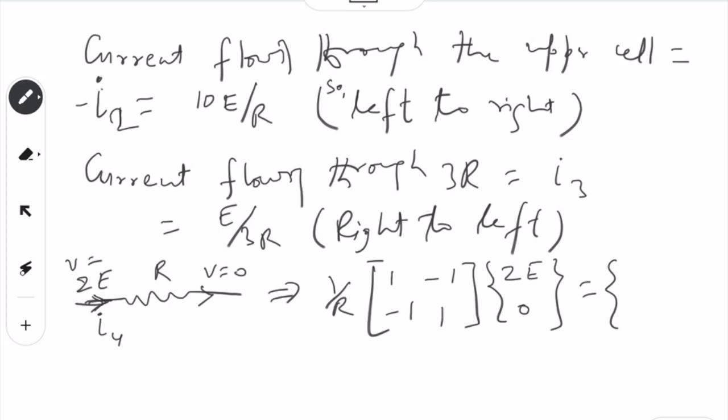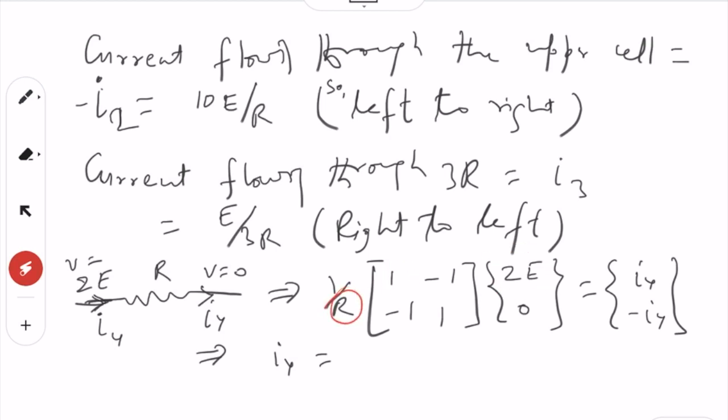If it is flowing like this, then at this end the current is coming in, so this will be positive, and at this end it is going outwards, so it will be negative. So it should be equal to I4 and minus I4. That gives us I4 equal to 2E multiplied by 1 divided by R. So 2E over R, since the 0 multiplied by this one is 0. So I4 equal to 2E over R, that is it. So this is the answer.